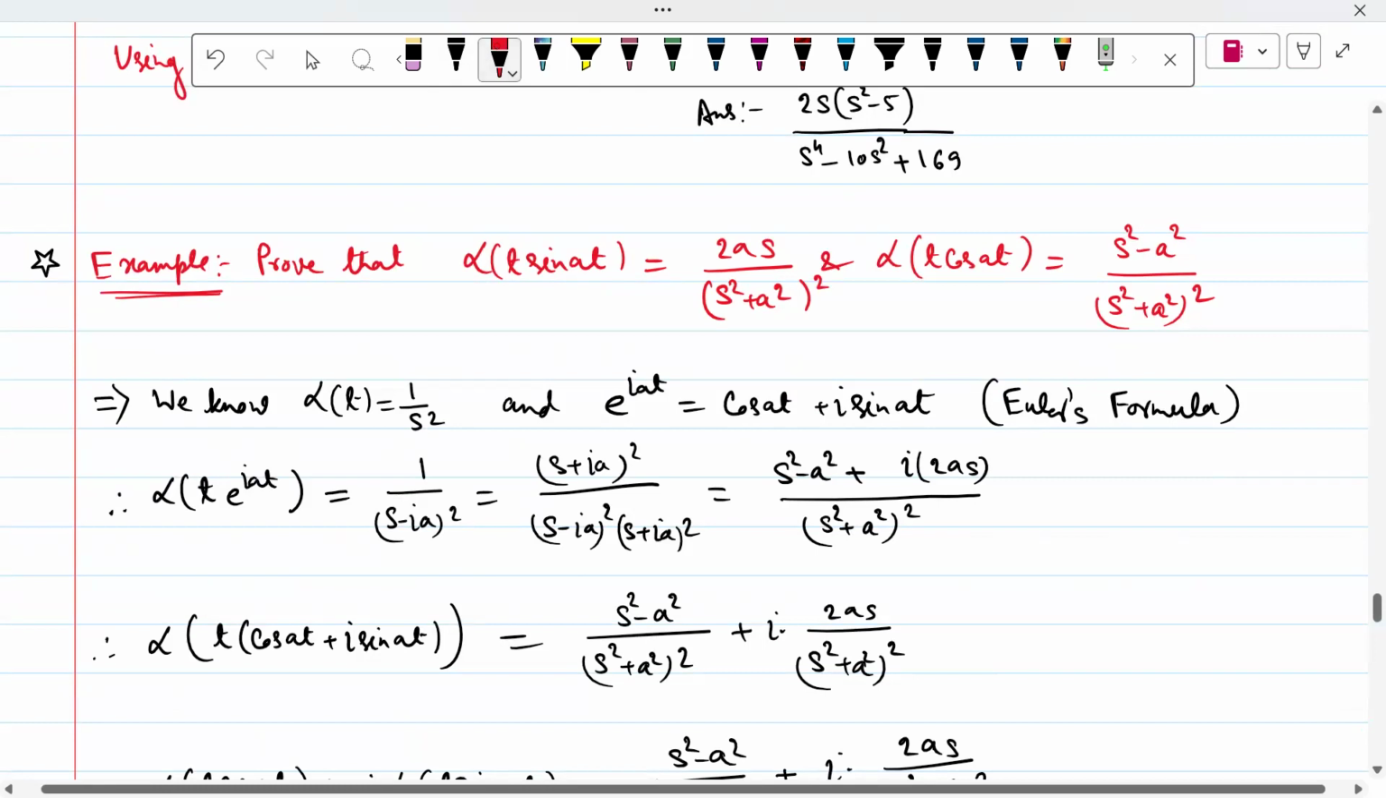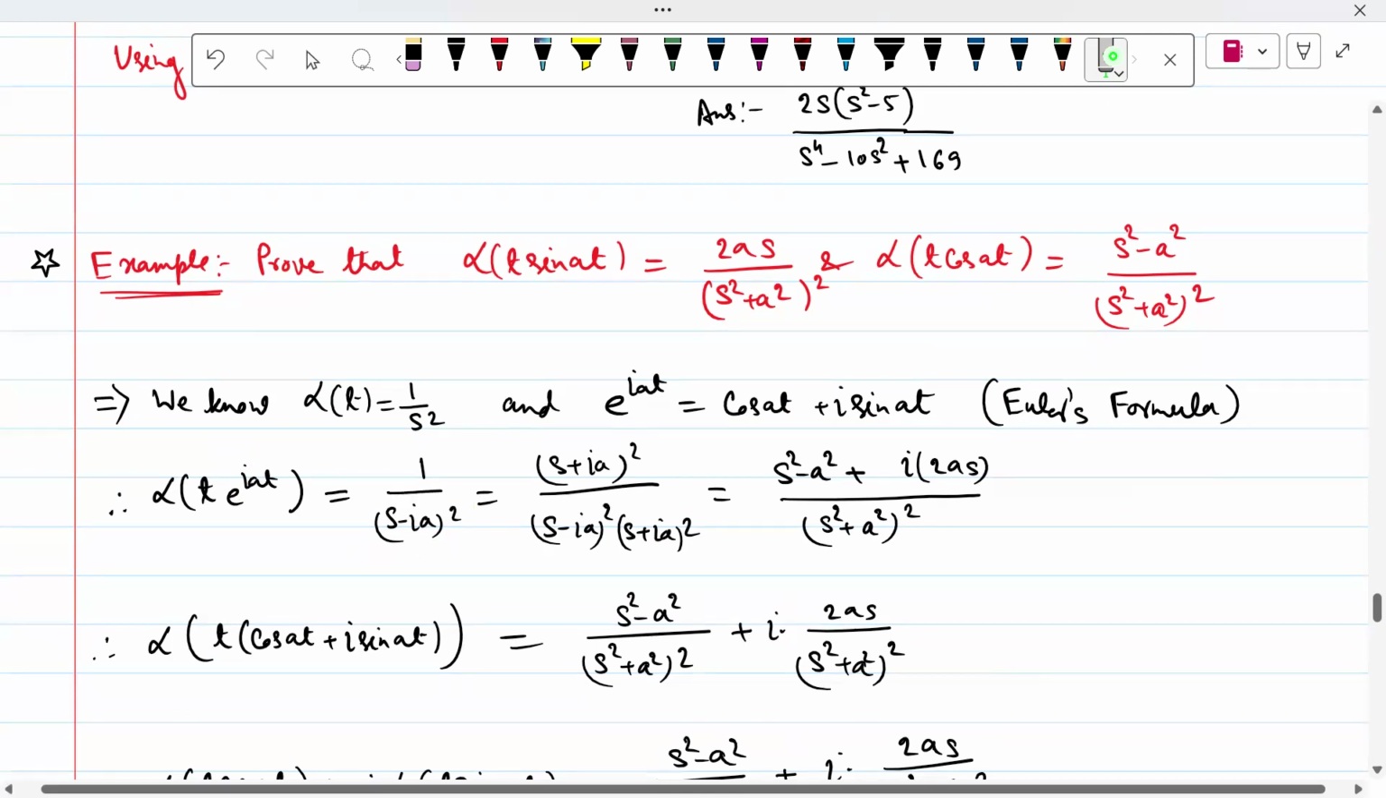First we know that the Laplace transform of t is given by 1 by s square. Now e to the power iat is given by cos at plus i sin at. This is the famous Euler's formula, which everyone knows. Now try to find the Laplace transform of t times e to the power iat. Here you can use the shifting formula. What is the coefficient of t in the power of e? It is ia. So s will be shifted to s minus ia, and we write the formula as 1 by (s minus ia) whole square.